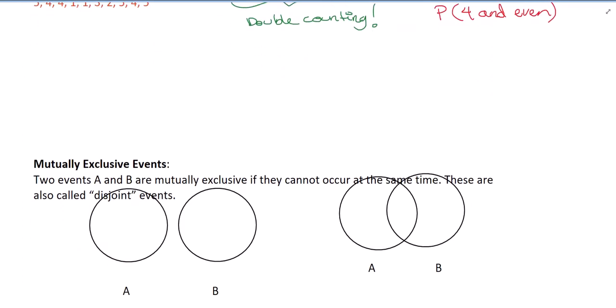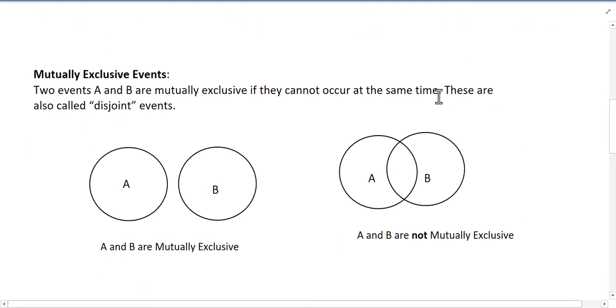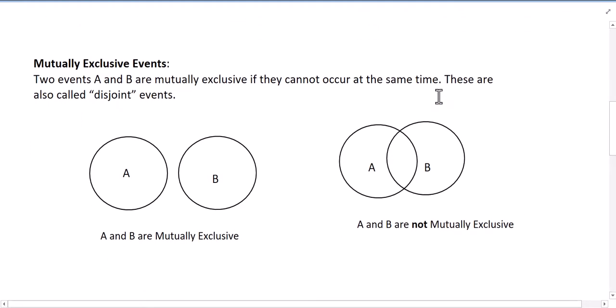Let me fix this real quick. All right, so mutually exclusive events are two events that cannot occur at the same time. They're also called disjoint events. So when they are disjoint, you have event A, event B, they cannot overlap. So A and B we say are mutually exclusive, or the other terminology that you may see is that they are disjoint.